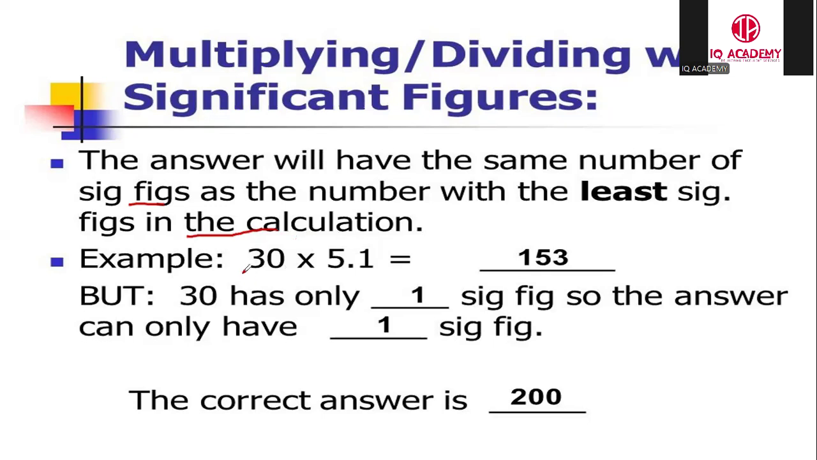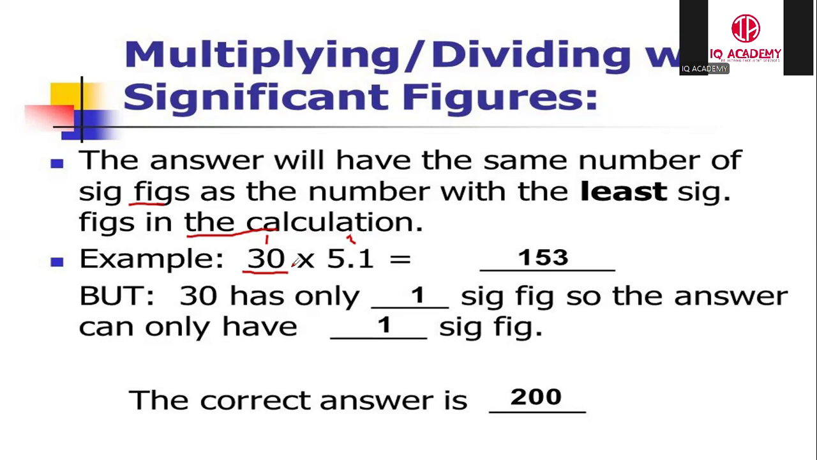So for example, if I have 30 here multiplied by 5.1, we see that the 30 here only has one significant figure, and then the 5.1 has two. So when you multiply these two numbers, you have to make sure that your answer will only have one significant figure, because this one is less than 2. So your answer should have the least number of significant figures in the calculation.